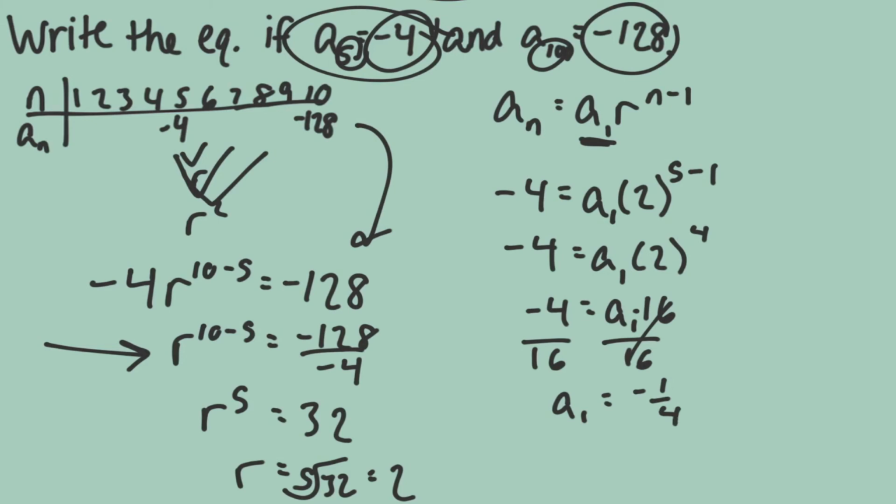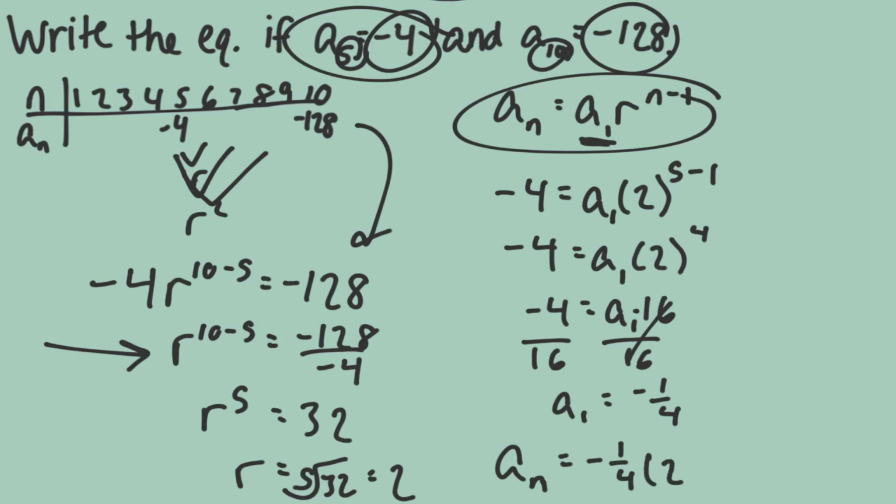Now we can plug in r and a sub 1 into our general formula, leaving n and a sub n as n and a sub n. A sub n equals -1/4 times 2 to the n minus 1. And remember, you cannot combine the -1/4 times 2 because 2 has an exponent.